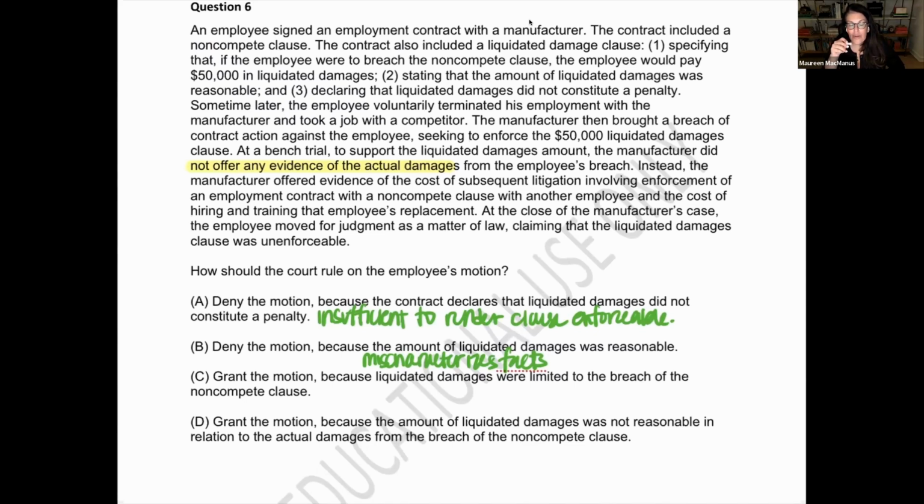And then D, grant the motion because the amount of liquidated damages was not reasonable in relation to the actual damages from the breach of the non-compete clause. That's our correct answer. This gets at the law, it gets at what's at issue here, because it's addressing the fact that the $50,000 is not related or reasonable to the actual damages from the breach.